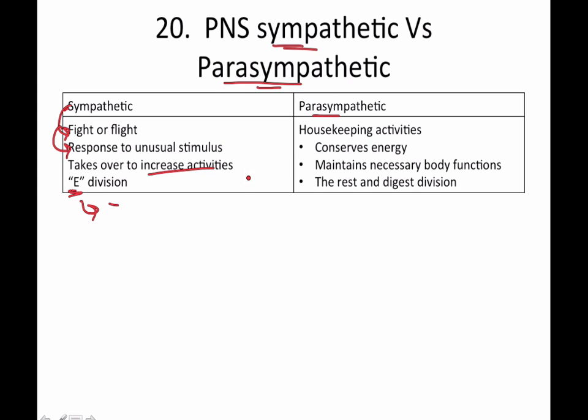Parasympathetic, on the other hand, deals with the housekeeping activities. This conserves energy, maintains necessary body functions, deals with homeostasis, and it's known as the resting and digesting division.